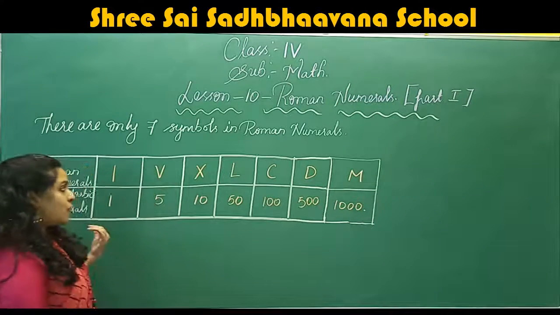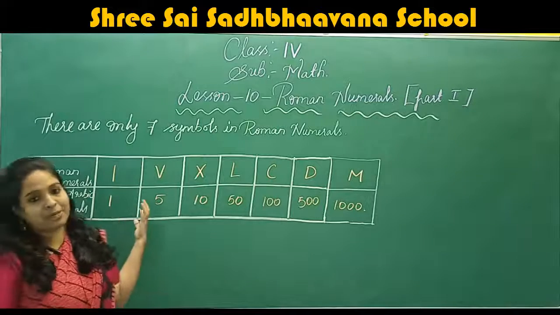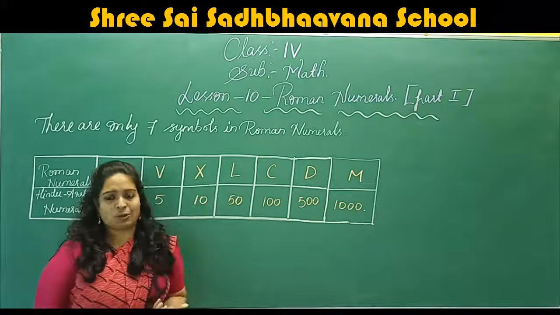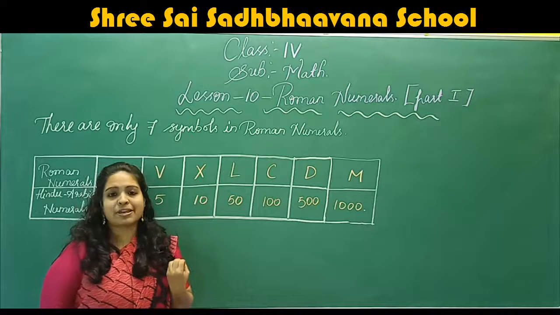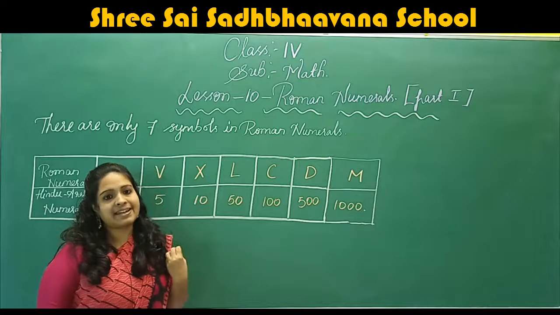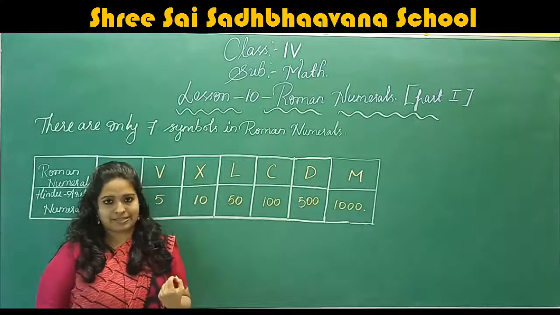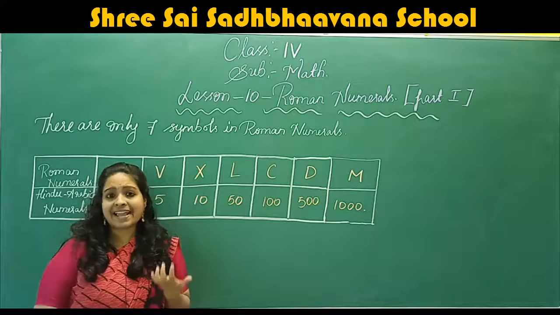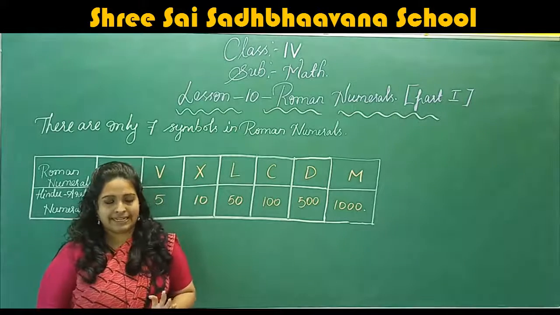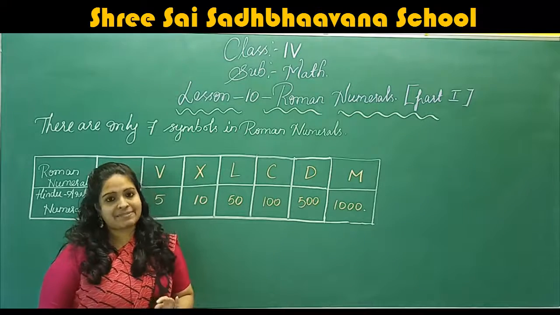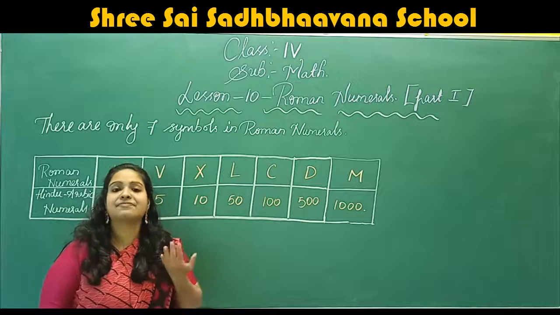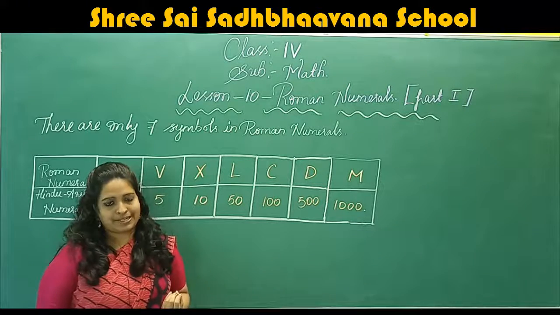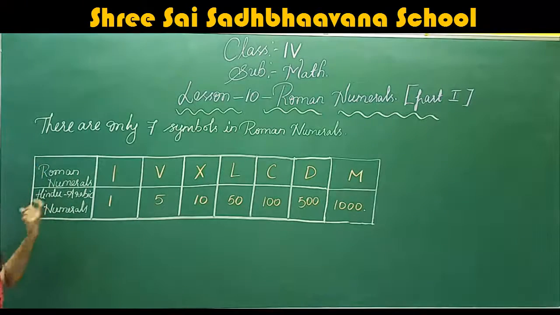Before moving to Roman numerals, let us see what Roman numerals are. About 2000 years ago, Romans used some symbols. They are known as the Roman numerals. There are only 7 symbols in Roman numerals. So let us see which are those 7 symbols.